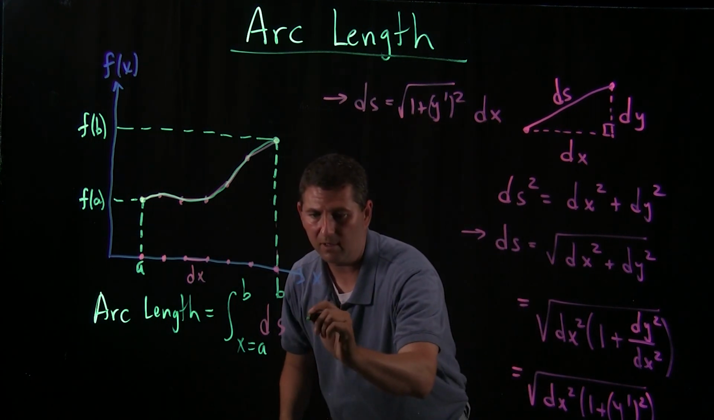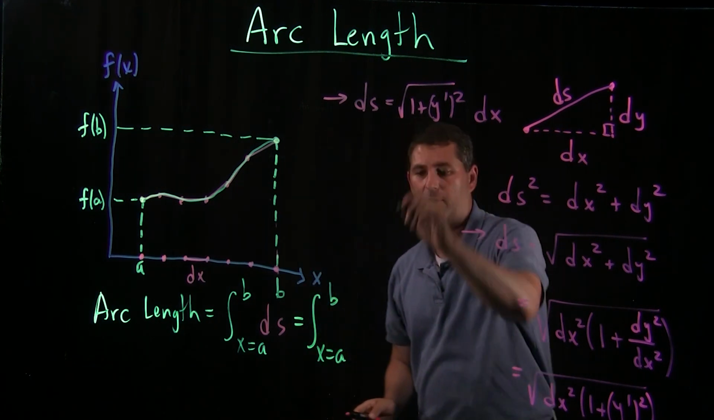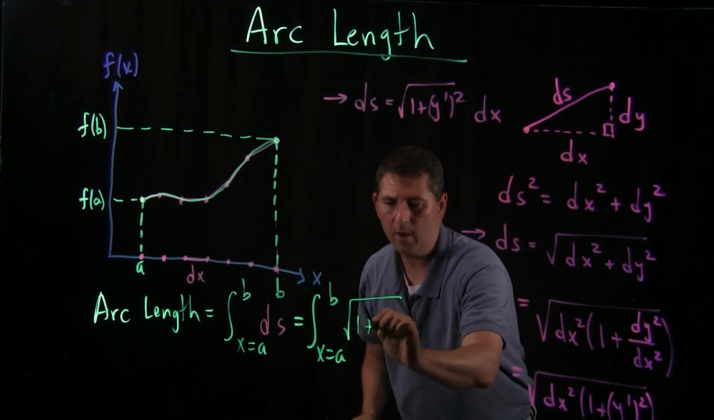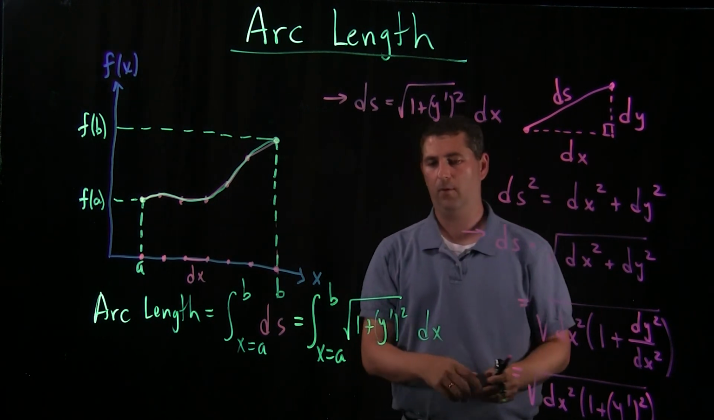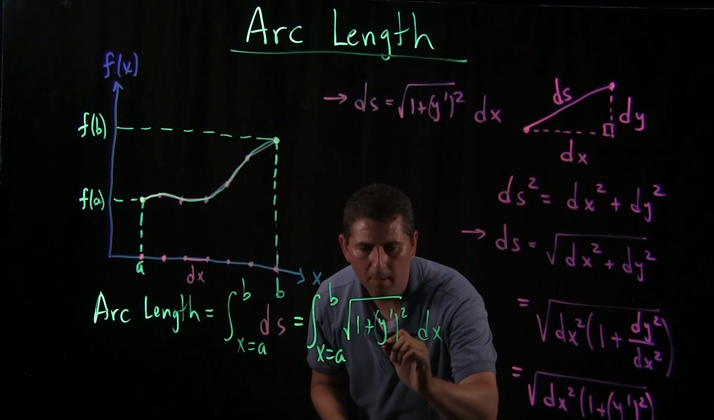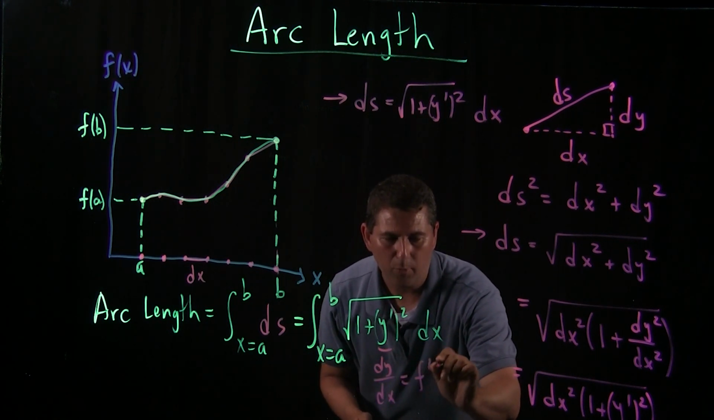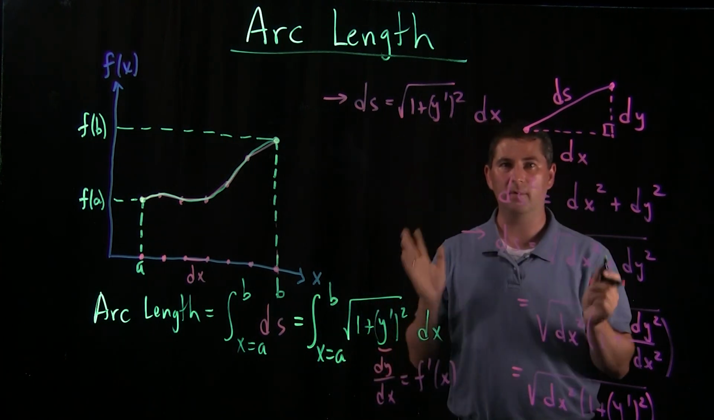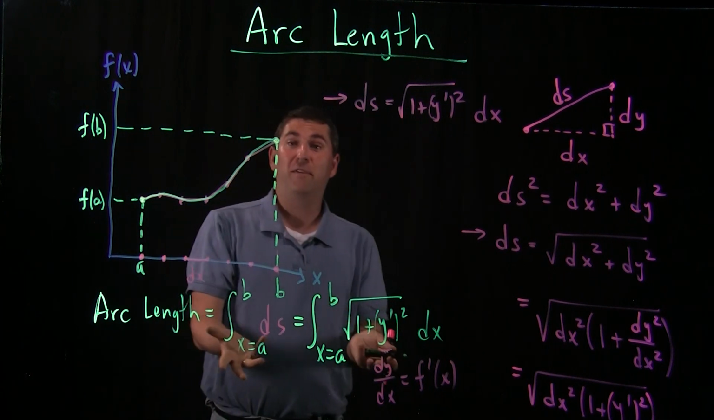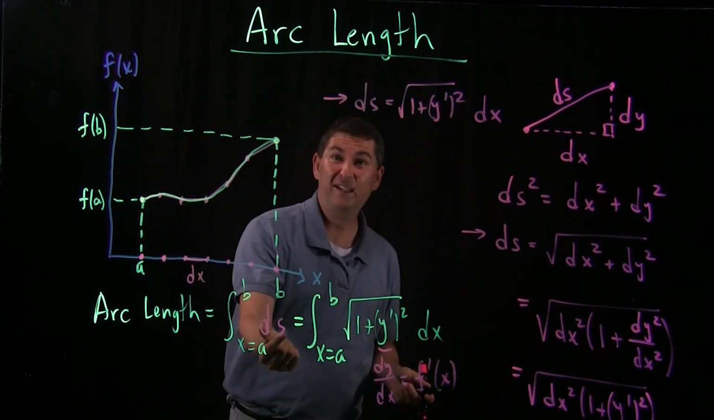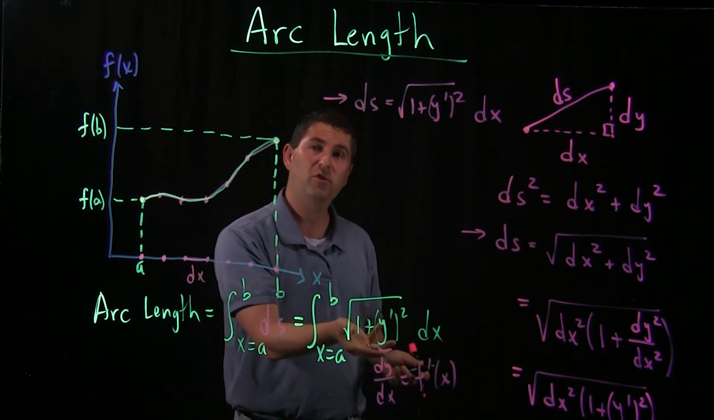So I can rewrite this expression as the integral from a to b of the square root of 1 plus y prime squared dx. Okay, and if you prefer, this y prime you could write as dy dx, or you could write it as f prime of x. Any way you feel most comfortable. So that's the arc length formula, right? You just integrate the little ds's. But the ds's, that's a little more complicated expression.